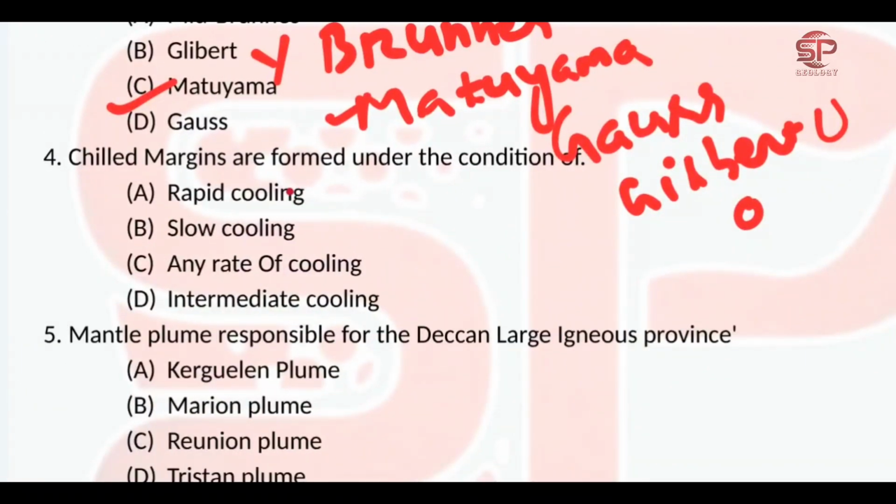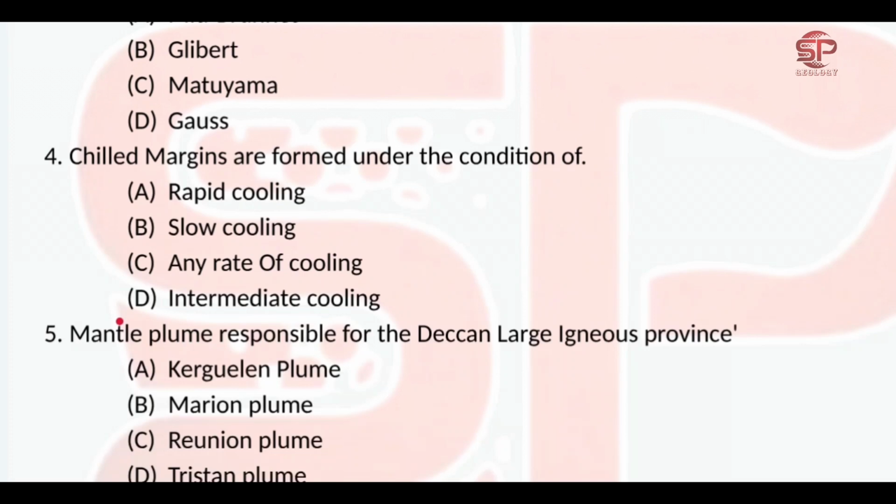Shield margins are formed under the condition of gas. Shield margins are associated with igneous intrusions like sill and dike. They all have such margins. So dikes and sills are hotter.